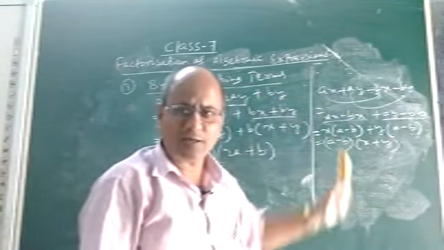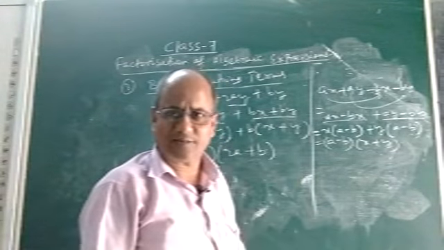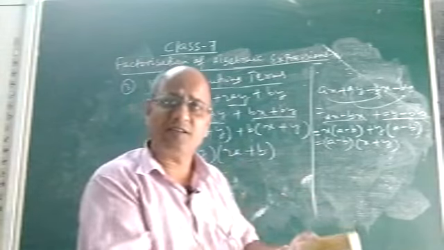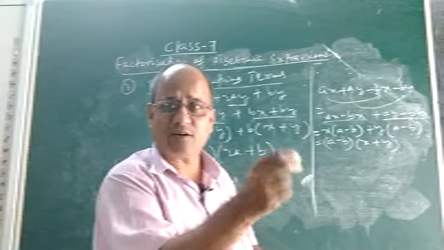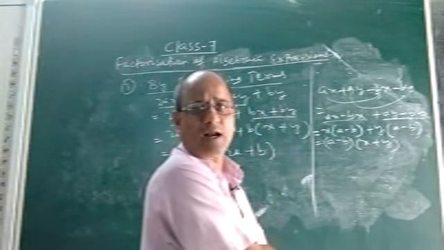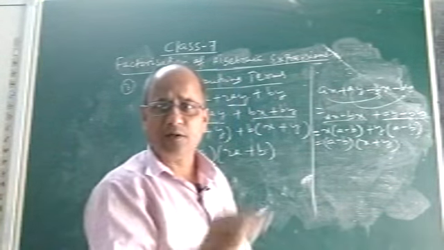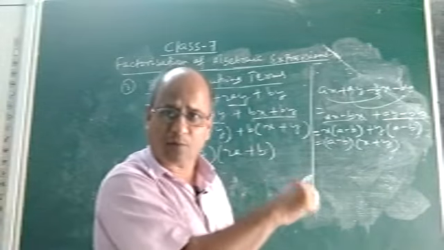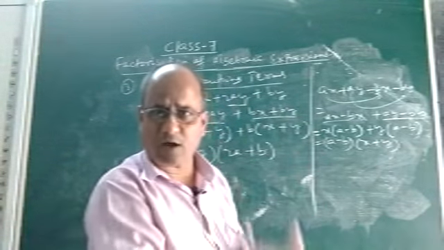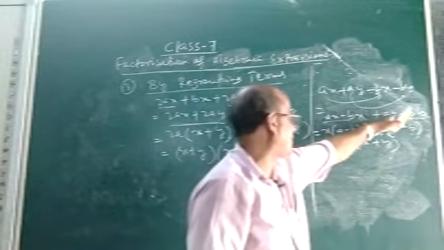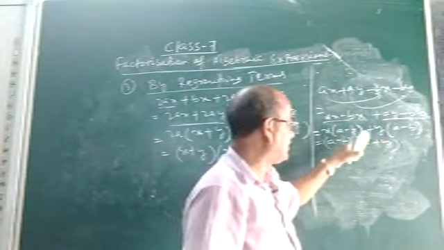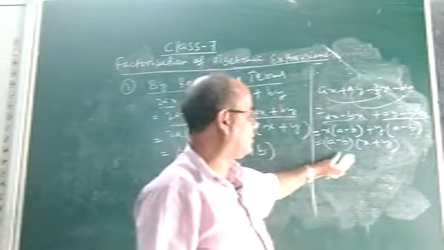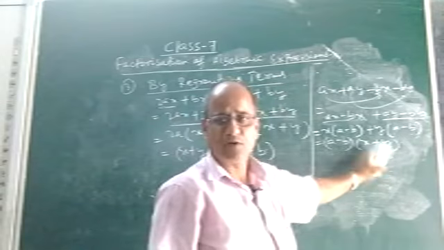So children, in both the examples that I discussed, I regrouped the terms. Regrouped means rearrangement. I rearranged the terms, I brought one term near another, I formed one group. I took one term near the other, I formed another group. Then I took common out of the first group and then out of the second group. Then the same binomial came in both. Again the same binomial I took common and I got the final product.